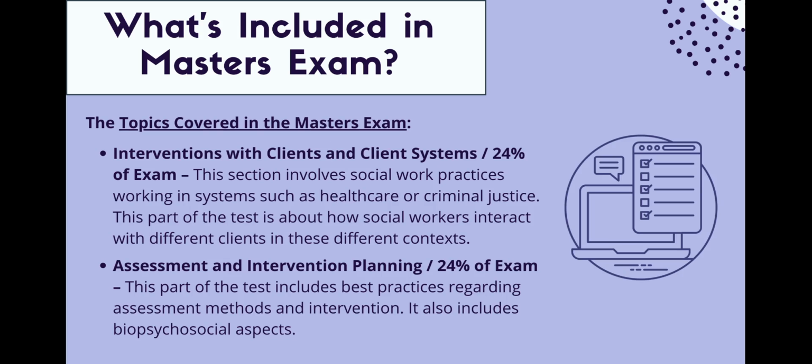The third major topic covered in the master's exam is interventions with clients and client systems at 24%. So on the master's exam, this section will include social work practices working in systems such as healthcare or criminal justice, just to name a few. And this part of the exam is about how social workers interact with different clients in different contexts. There may be many different contexts that are examined and many different client situations that you have to react to with the exam questions. So interventions with clients and client systems making up 24% of the master's exam.